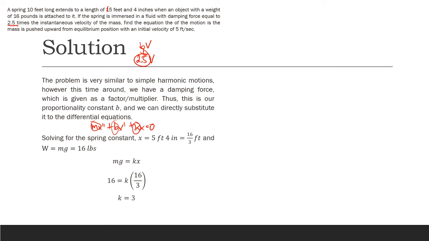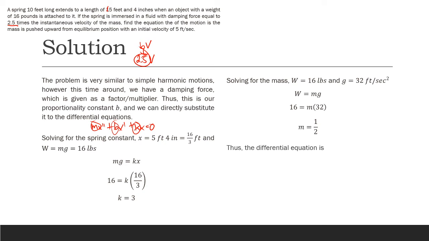Next, we need to solve for m. To solve for m, we just use weight. So we have W is equal to mg. We are in the English system, so our g is 32 feet per second squared. So substituting, we will have m is equal to 1/2.